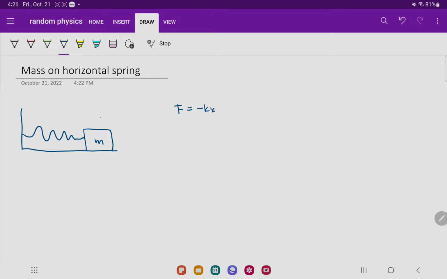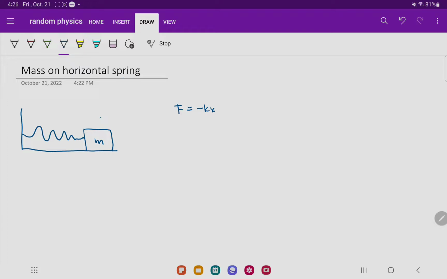A lot of times students struggle to understand why there's a negative in front of this kx, because usually you see forces in the form of ma. You know, F is equal to ma. That's not negative, right? So why is there a negative here? Well, the reason is simple. The force is always opposing the direction of the motion.